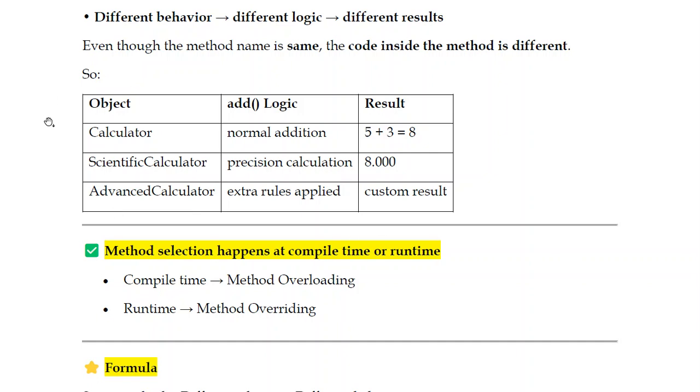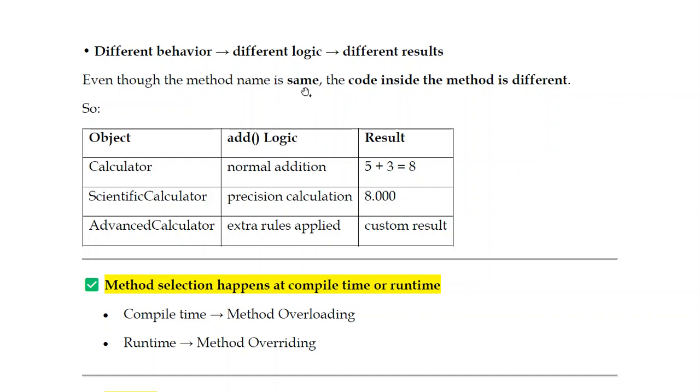For example, we can compare with this tabulation. Object: calculator, but what is the method name? Add. It's the method name. So for the calculator, the add method will work. What behavior does it perform? Normal addition. 5 plus 3 equals 8. This is the business logic. So this is the behavior. Different logic, a business logic, you can say. It will produce different results. See here, the calculator is producing 8. So the add function for this simple calculator obtains the result as 8.